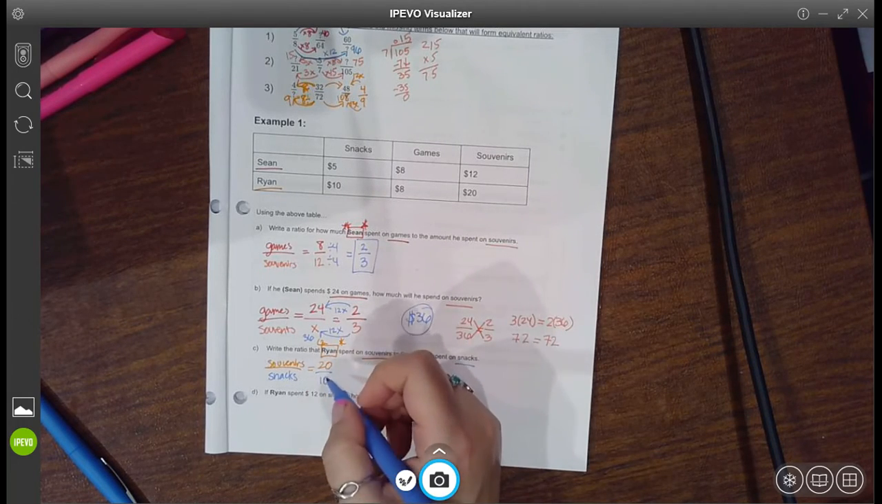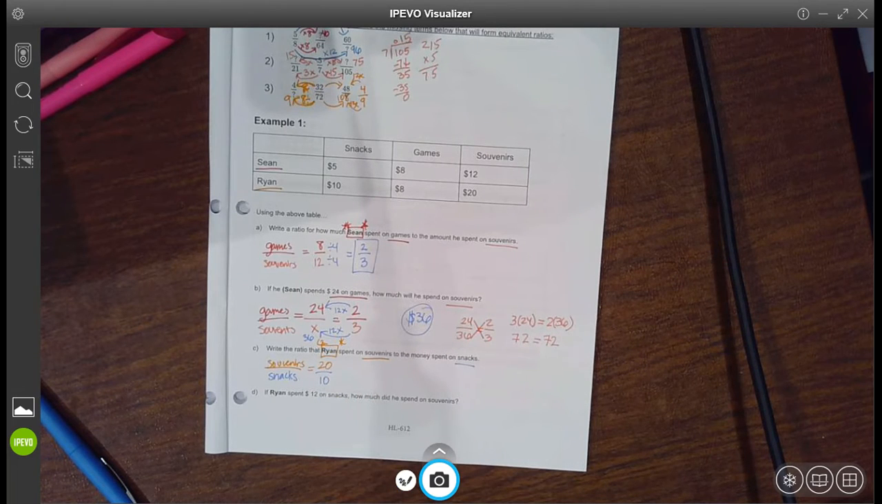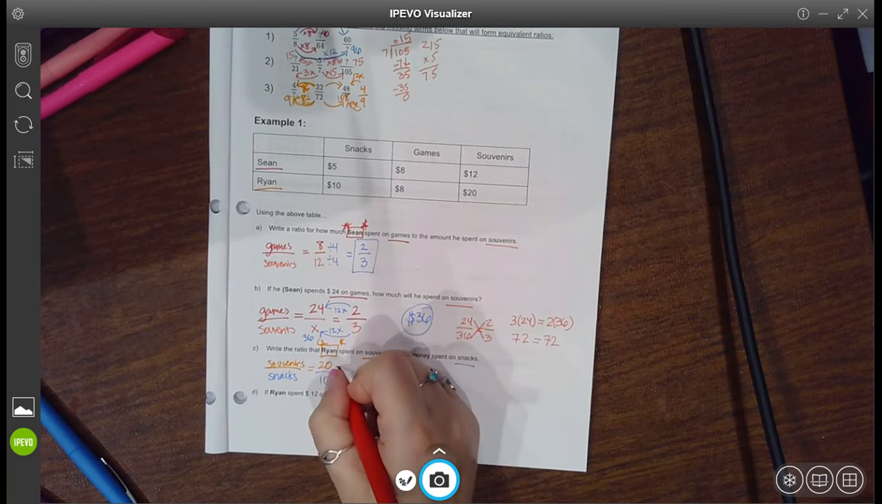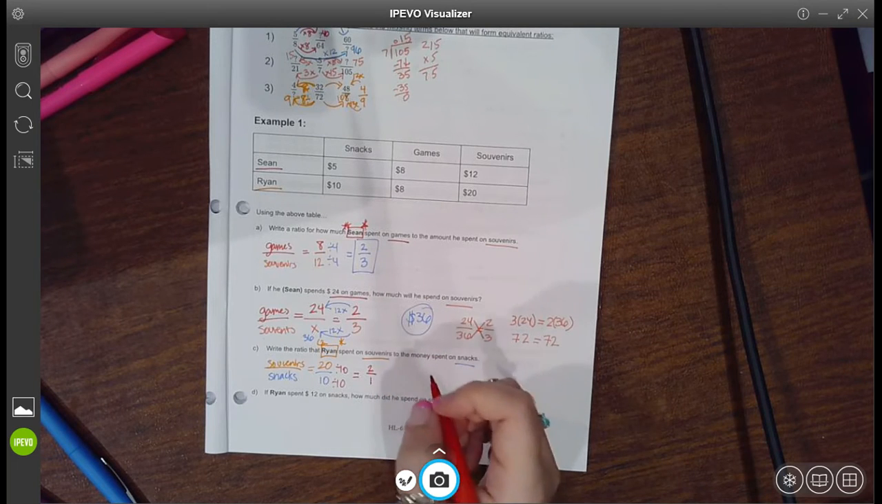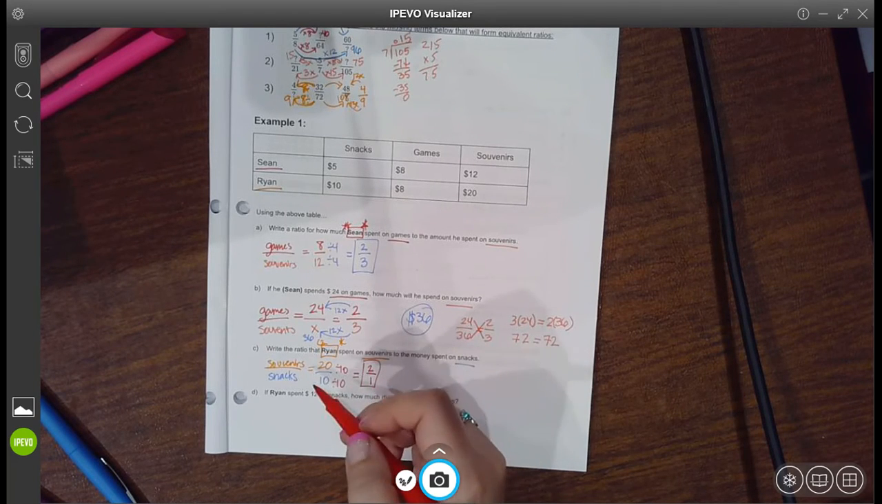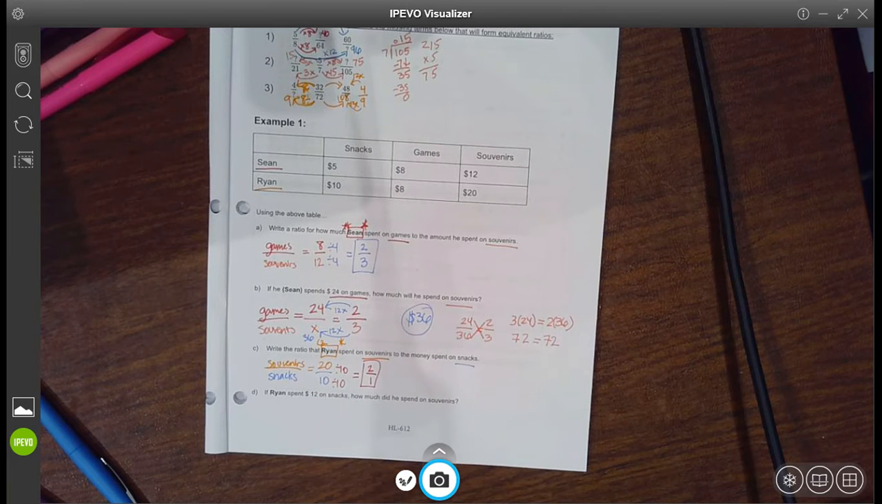So he's in a 20 to 10, or can we reduce that? Yeah, I see that 10 can go into both. And 20 divided by 10 is 2, and 10 divided by 10 is 1. So he's in a 2 to 1 ratio. He always spent double the amount on souvenirs that he does on snacks. Okay. So that's the ratio of souvenirs to snacks. Always try to do it in lowest terms if possible.